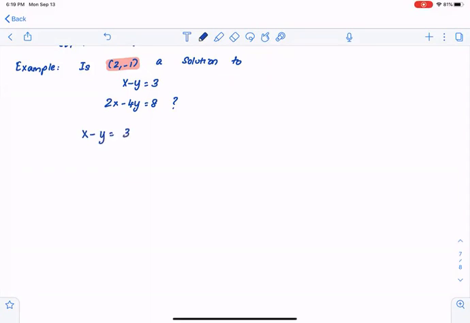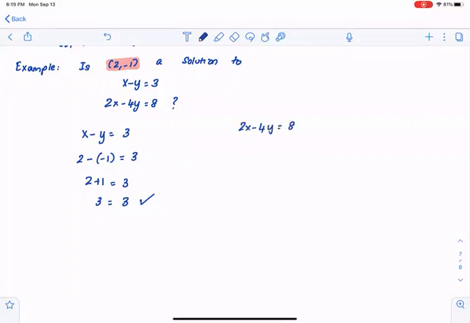The value of x is 2. The value of y is minus 1. On the left-hand side, negative times negative 1 is positive 1. So we have 3 equals 3. That equation is satisfied. We go to the next equation.